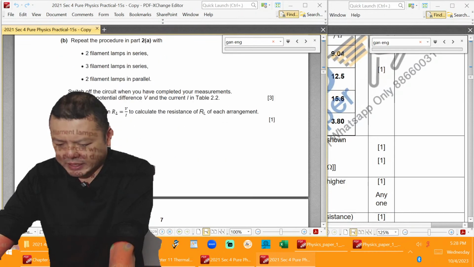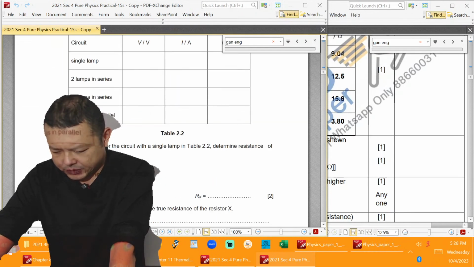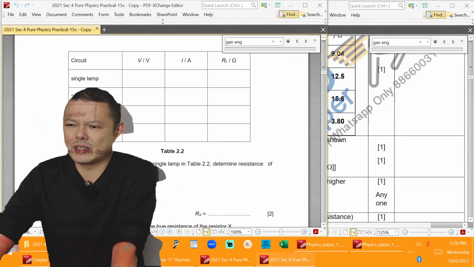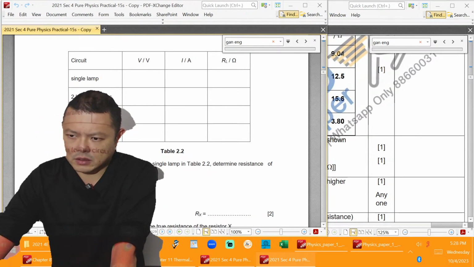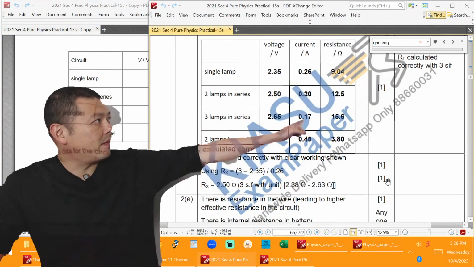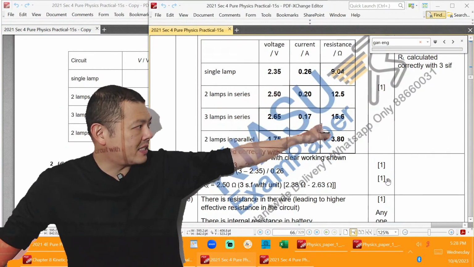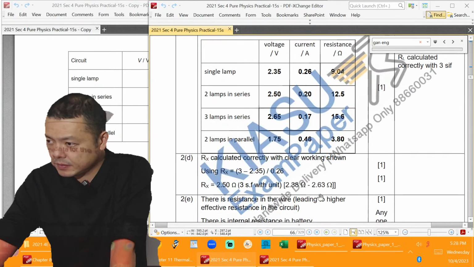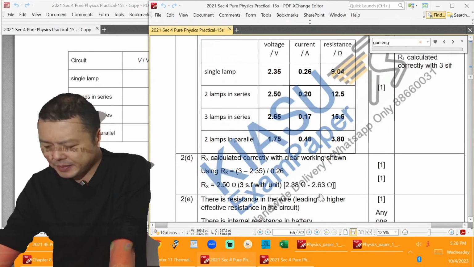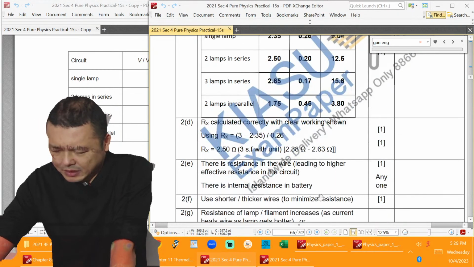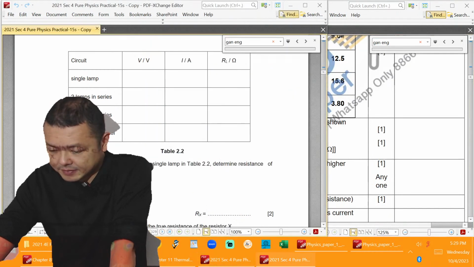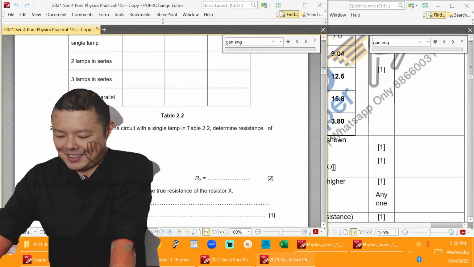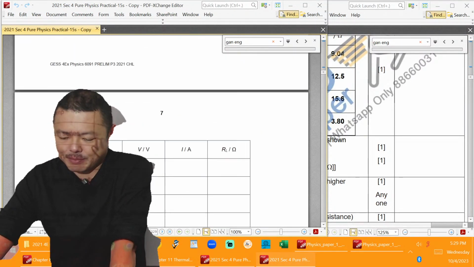It's always very annoying that they don't have any clear indication of it. I will put it as 3SF because it gives a bit more detail. If I put it as 2SF, then all my values here will be like 9.0, 13, 16, and 3.8. They're never very clear about the SF rule. I think as long as it makes sense, they won't cut marks. What does it mean by not making sense?